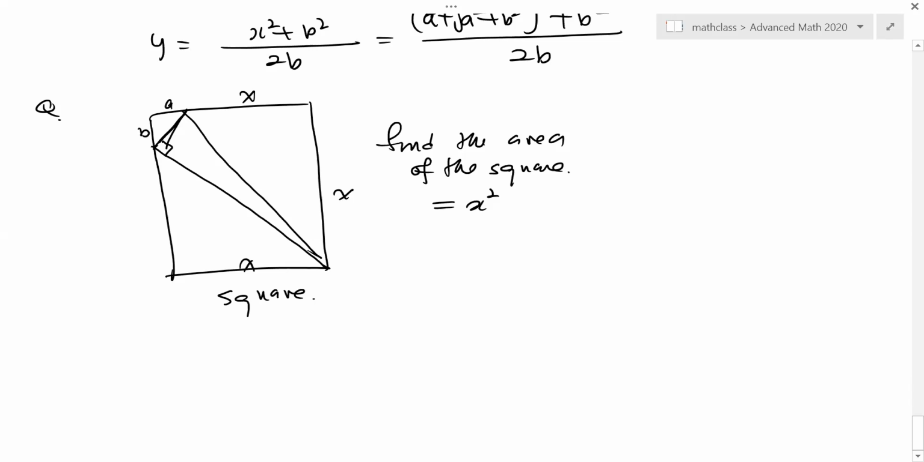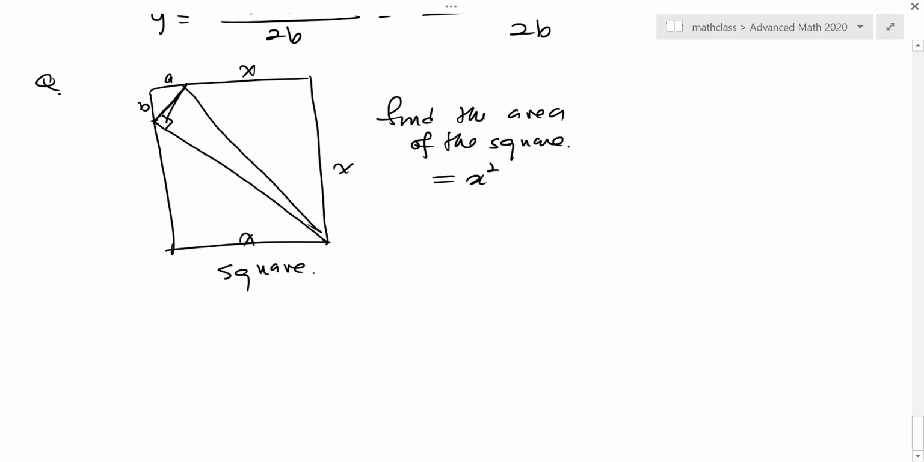Okay, let's try to get some equations, right? So let's look at this picture now. Is there any right triangle there? I have 3 or maybe more than that, right? So let's say this side is x minus a, right? Here's x, and this is a z, okay? So this side will be x minus b. Okay, so I'm going to call it u and v and z, right?